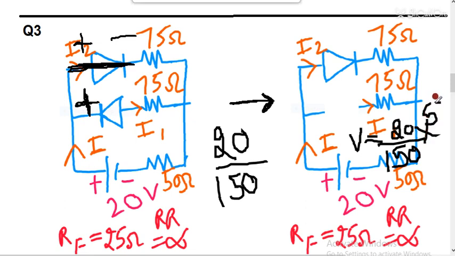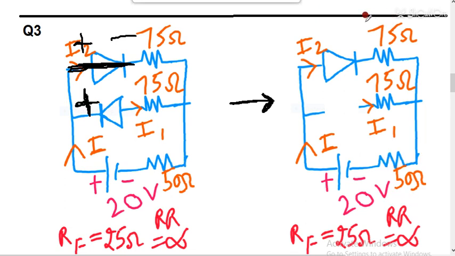So students, these types of questions are asked. 50 by 150 will cancel out, and 20 by 3 will be the answer. So 20 by 3 is the voltage drop across the 50 ohm resistance. He can also ask you about the voltage drop across 75. In that case your answer will be 20 by 150 into 75, so your answer will be 20 by 2 volt. So these types of questions we can expect in the examination.